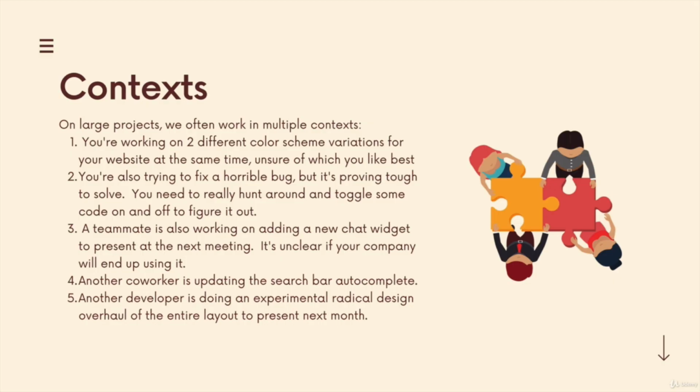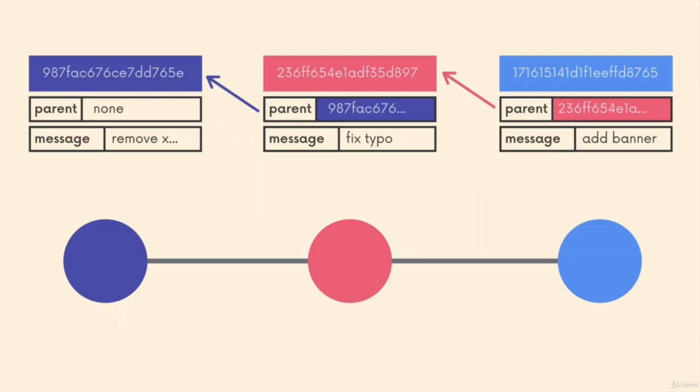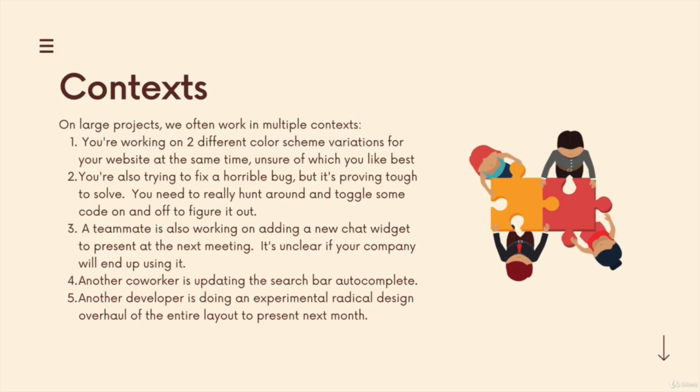And then another coworker is adding some new functionality to the search bar, autocomplete, and yet another developer is doing something very different. She's doing a very experimental, radical design overhaul of our entire application layout, but it won't be presented until next month, and we don't even know if any of it will be used after next month. So, lots of different contexts. If we all worked in a linear fashion, one commit after the next, this would be practically impossible.